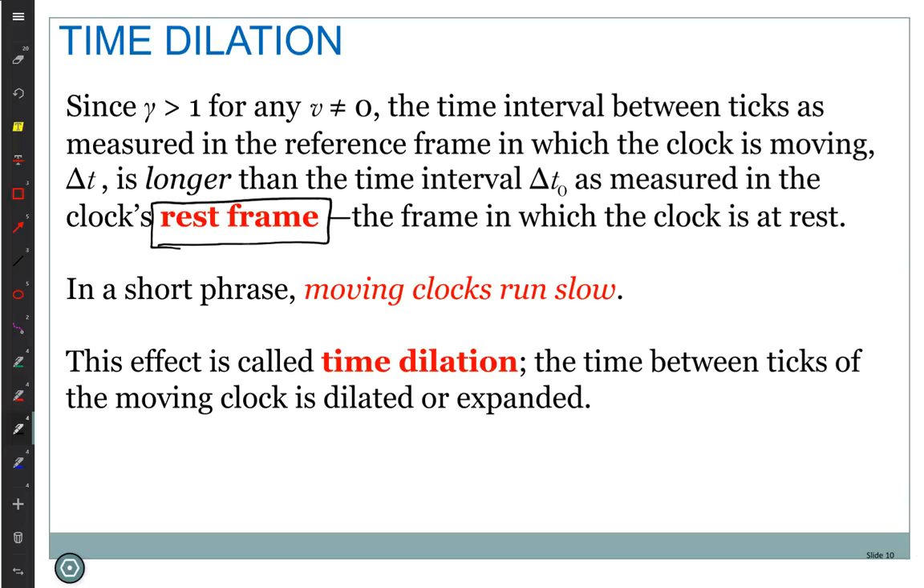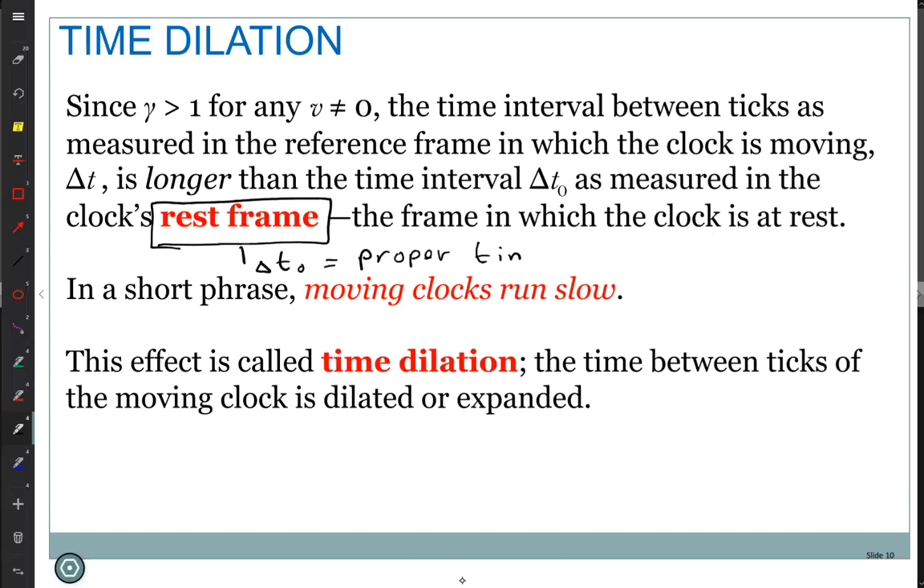Once again, it's really important to be able to get these ideas down or you can't do the problems. By definition, the watch in its own frame is going to be its rest frame. And if it's on your wrist, your frame is the same as the rest frame of the watch. In the rest frame, you measure the time delta t0, which we call the proper time.